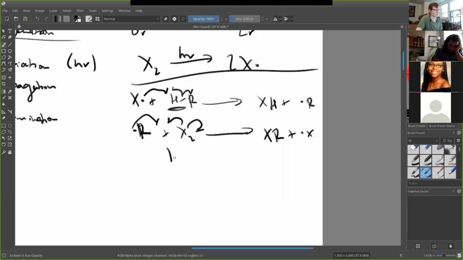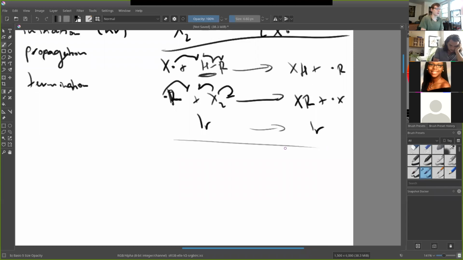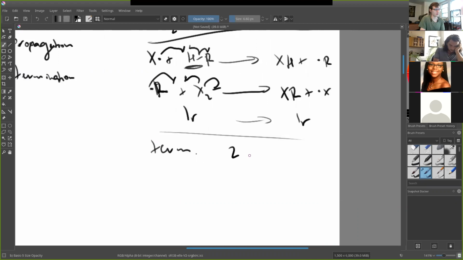Conceptually, again, the important part here is we start with 1 radical and we go to 1 radical again. It's propagating because we always wind up with another radical, so we can continue the reaction. And then termination is when we go from 2 radicals to no radicals.